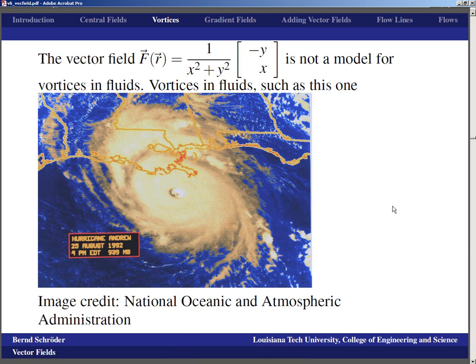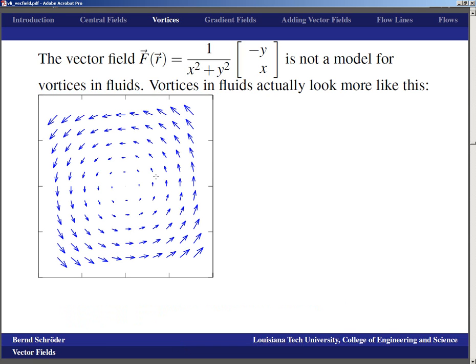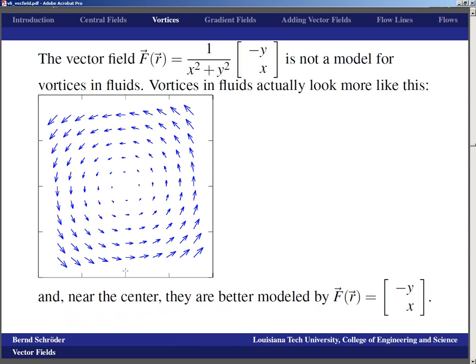And vortices in fluids actually look more like this, and I have to be really careful near the center. We have to be very careful to talk about just this near the center. Basically there is data where people have actually flown airplanes across the vortex of a hurricane, and near the eye of the storm, the wind velocity really increases linearly with the distance from the center of the storm.